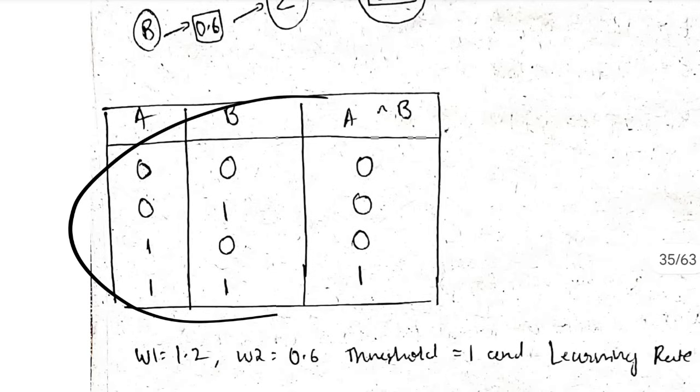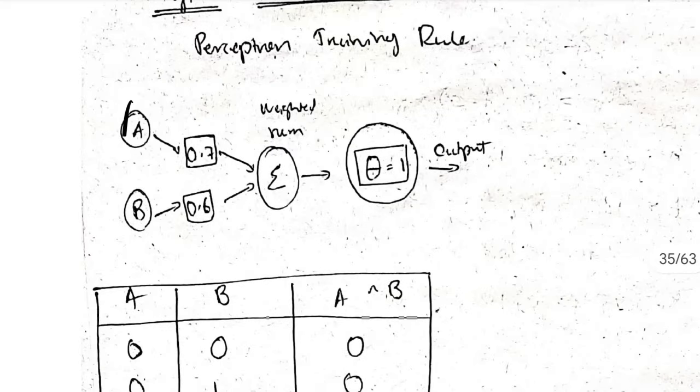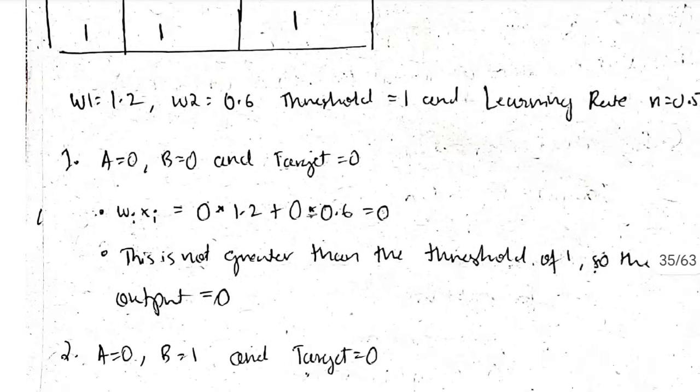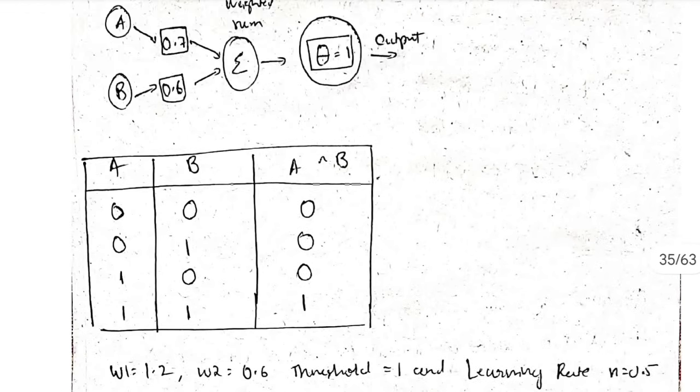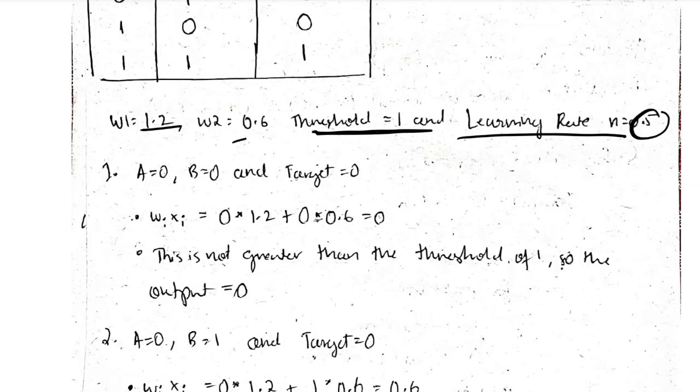This should be designed so that for all of these A and B inputs, if I give them in the respective order, I should get the answers in this respective order. So let's see how to do that. Initially, what we'll be doing is setting some weights. The initial weights I'm considering are 1.2 and 0.6, and the threshold is 1 and the learning rate is 0.5.